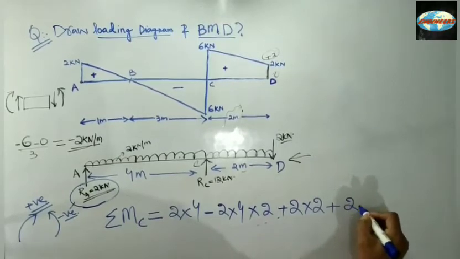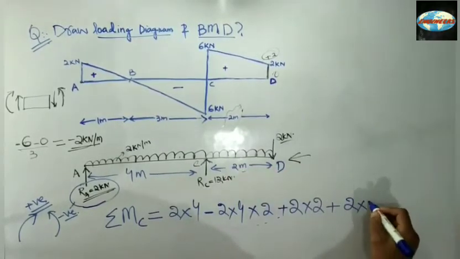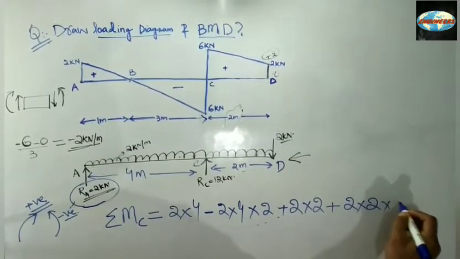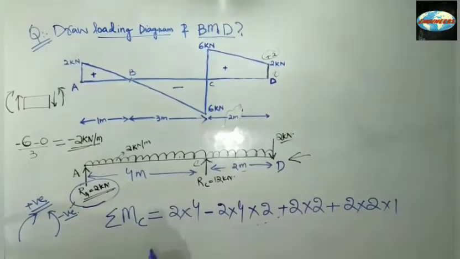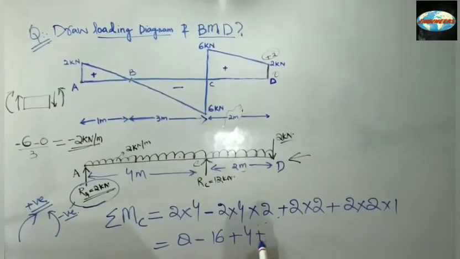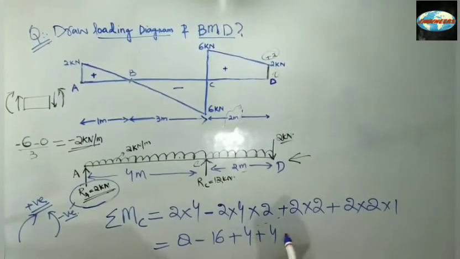So that means 2 into 2, that will be the total load, and what is the lever arm? 2 by 2, or 1 directly. So this is 8, this is minus 16, this is plus 4, this is plus 4. So 8 plus 4 plus 4 is 16, plus 16, and minus 16, that will be 0.